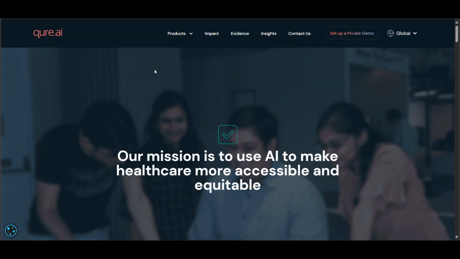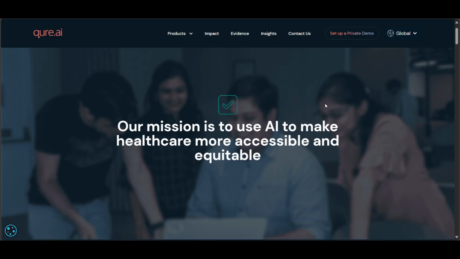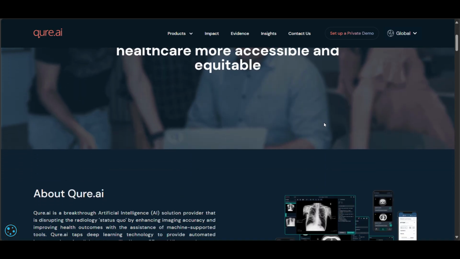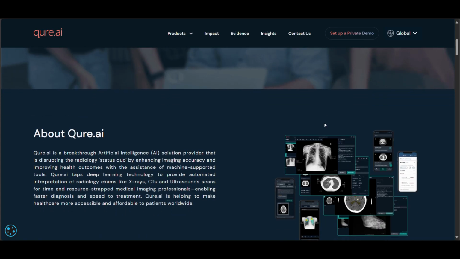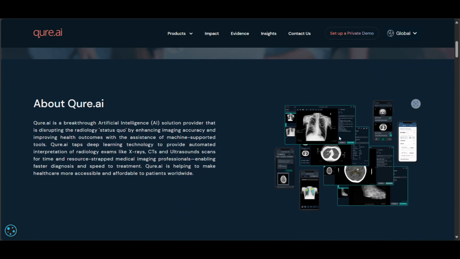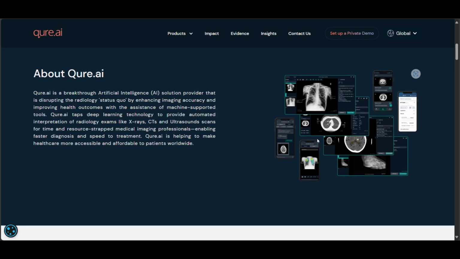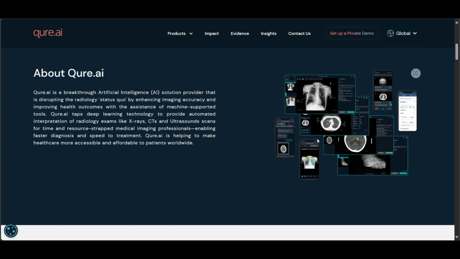Now, let's talk about another startup, Qure.ai. Qure.ai is another pioneering Indian company leveraging artificial intelligence to revolutionize healthcare. Specializing in medical imaging, Qure.ai has developed AI-powered tools that assist in quick and accurate interpretation of radiology images, including X-rays and CT scans.